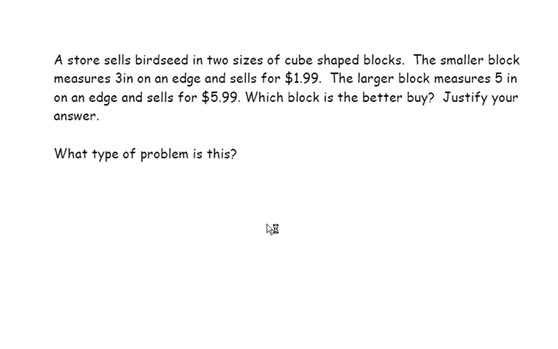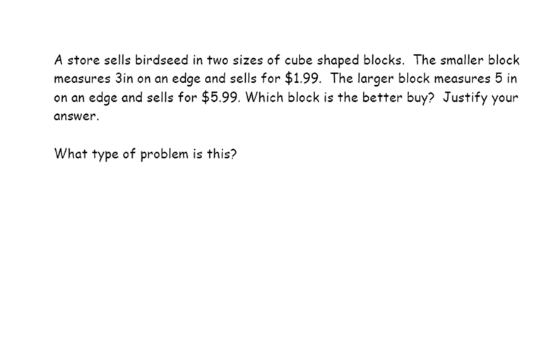All right, word problem. We've got a store. It sells birdseed in two sizes of cube-shaped blocks. The smaller block measures 3 inches on an edge and sells for $1.99. The larger block is 5 inches on an edge and sells for $5.99. And we need to figure out which block is the better buy, and we need to justify our answer.